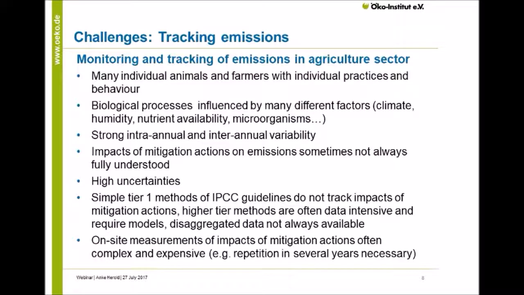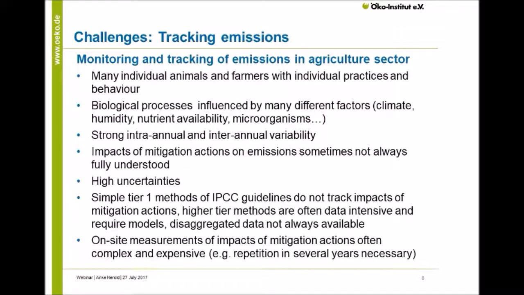Then we have the situation that the simpler Tier 1 methods of the IPCC guidelines for inventories often do not track the impacts of mitigation actions. And when we would use higher tier methods, then these are often data intensive or require models, and the disaggregated data for these methods are not always available in the countries. This is, I think, a key difference to the energy sector, where also the Tier 1 default methods in relation to fuel combustion are rather accurate at the general level. So that is quite a difference in the agriculture sector.